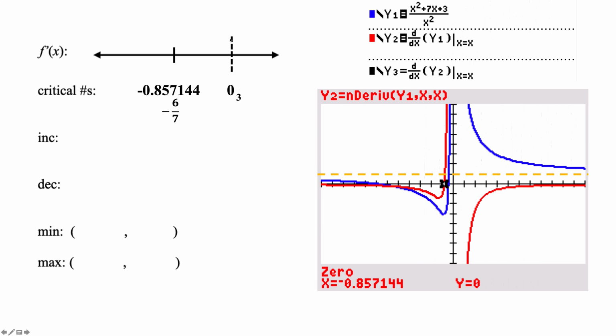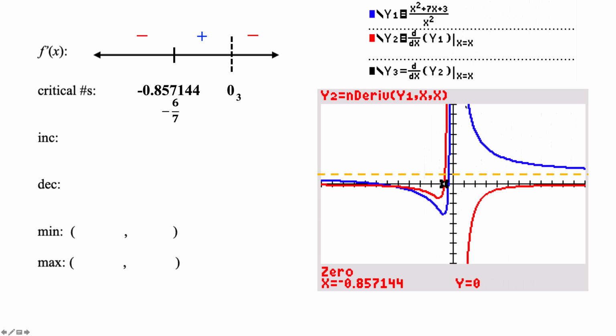So here I put a dashed line to remind myself it's a vertical asymptote. This is a tick mark. And again, now looking at the red curve, we are positive y's only from -6/7 to the vertical asymptote of 0. That's the only place we're positive. Every place else in red is below the x-axis. Those are negative y's. So that's where we will be decreasing.